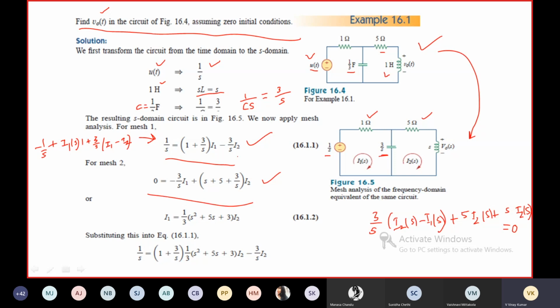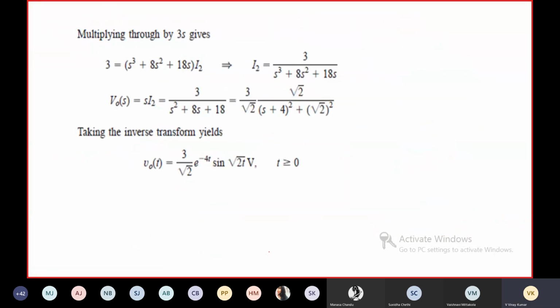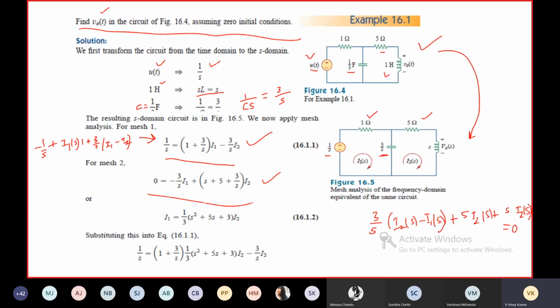Okay, so solving these two equations, you're going to get I2 is equal to 3 by S cube plus 8S square plus 18S. Okay, here I2 of S is this much, right? So here what is V0 of S?